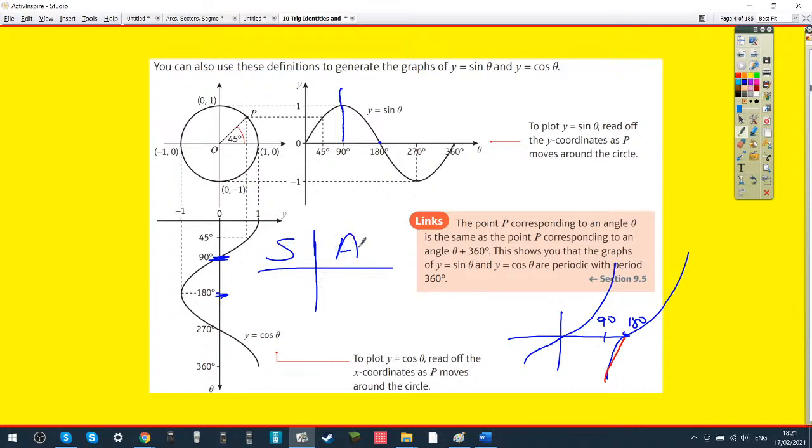All 3 are positive in the first quadrant. Only sine is positive in the second. Only tan is positive in the third. Only cos is positive in the fourth. So all 3 are positive from 0 to 90. Only sine is positive 90 to 180. Only tan positive 180 to 270. Only cos is positive 270 to 360. Okay.